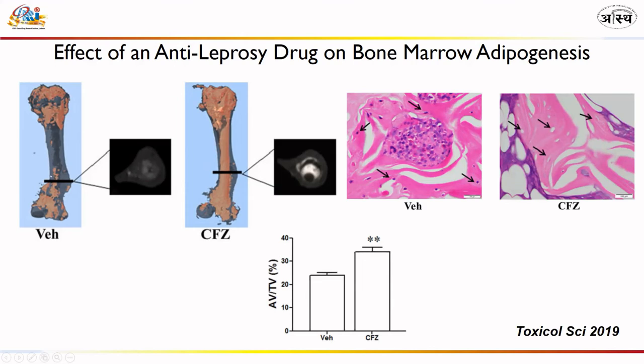So you see, this is a control animal. The entire diaphysis region was devoid of marrow, but you see here, even the growth plate is filled with marrow in this case with clofazimine. And so the adipose volume by tissue volume was significantly enhanced. And you see the typical instance of osteonecrosis is the empty lacunae. Can you see these empty lacunae without nuclei? So that is a hallmark of osteonecrosis that has happened because of clofazimine.